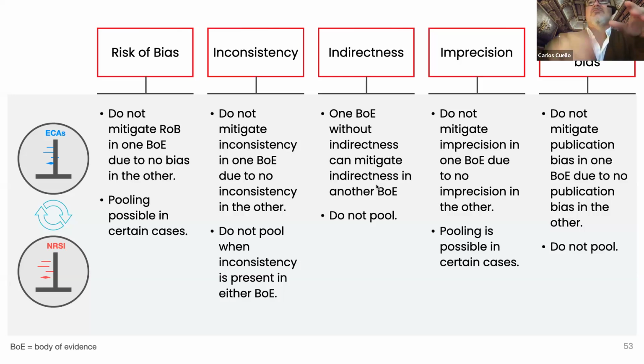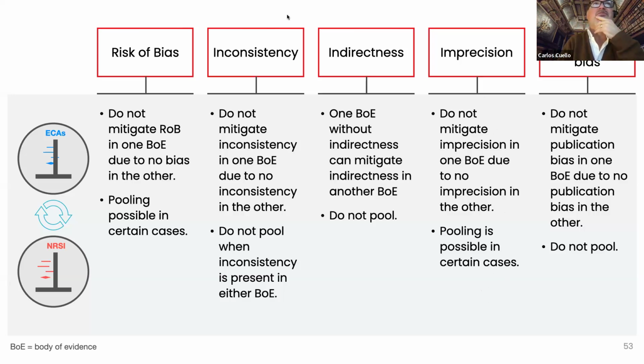In terms of imprecision, we do not mitigate imprecision in one body of evidence because the other doesn't have it, but we should consider that if imprecision is the only problem and both have, let's say, the same risk of bias, it is doable to consider pooling in that case, and that will be only in that similar case.